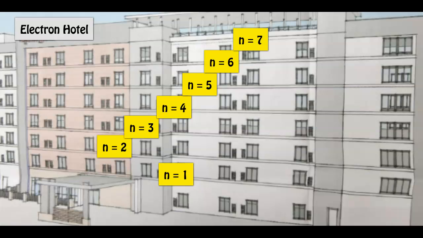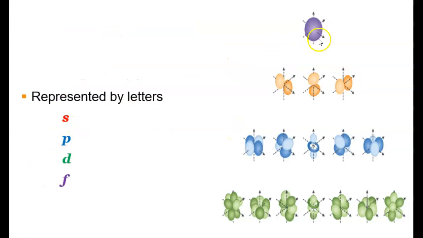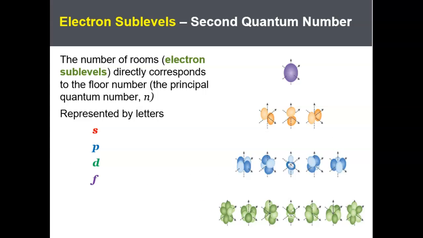Each floor of the hotel has rooms, and the rooms represent the second quantum number, which is the sublevel of the energy level. The sublevel, or the rooms, correspond to the shape of the sublevel. The rooms are the S room, which is spherical. The P, standing for principal, are dumbbell-shaped. The D, standing for diffuse, are very complicated. And the F, standing for fundamental, are the most complicated. The number of rooms in the hotel, or the electron sublevels, directly corresponds to the floor number, which is the principal quantum number, N, the energy levels.